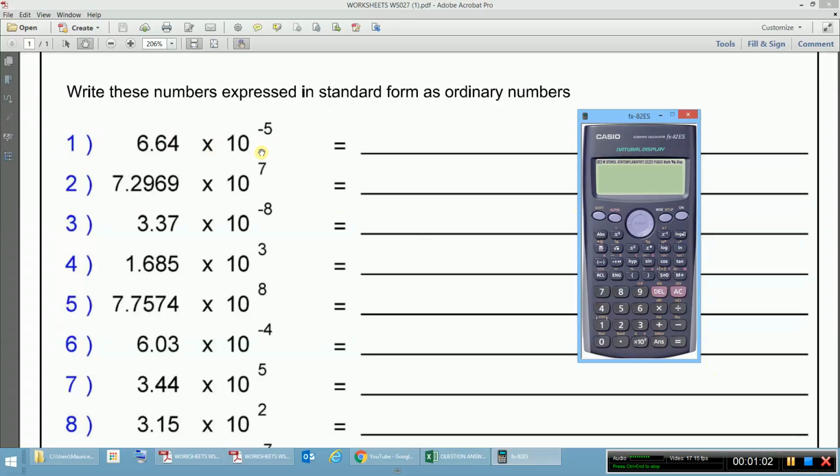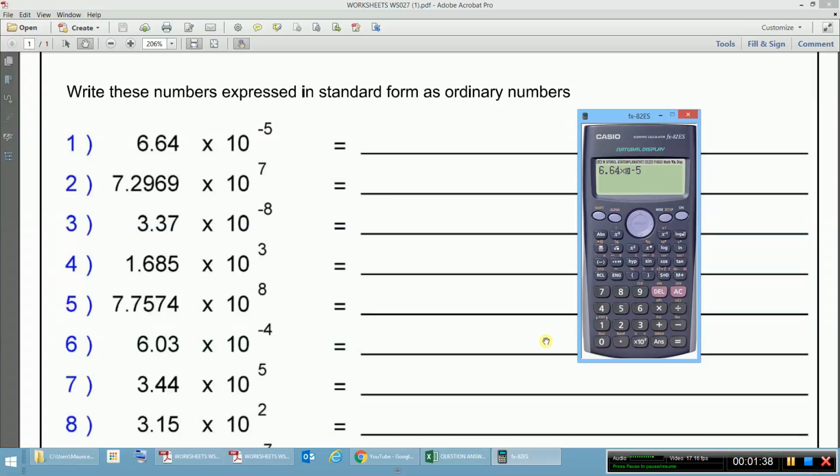So we've got this number here in standard form. Remember, it's always one single non-zero digit, followed by the decimal point, any number of places, and then times 10 to the power of something. On this calculator we can put that in like so: 6.64, and then we push times 10 to the power of, in this case, -5.